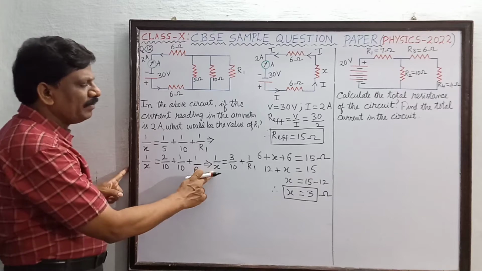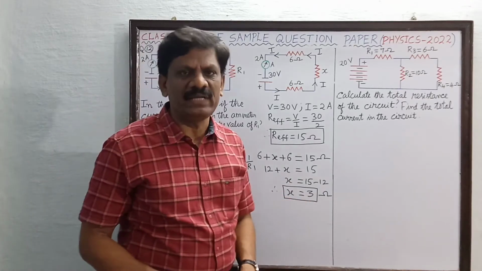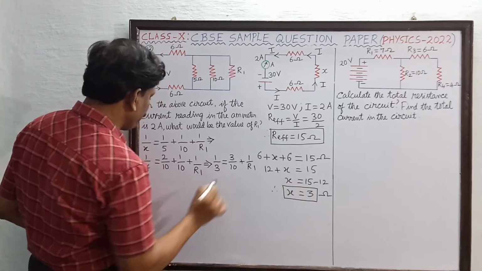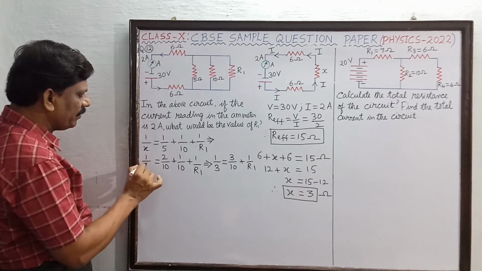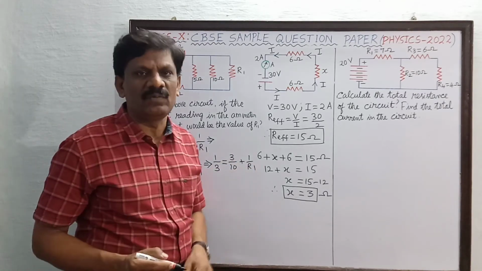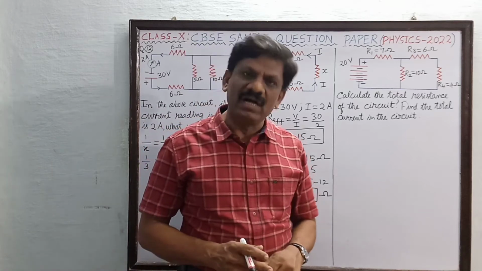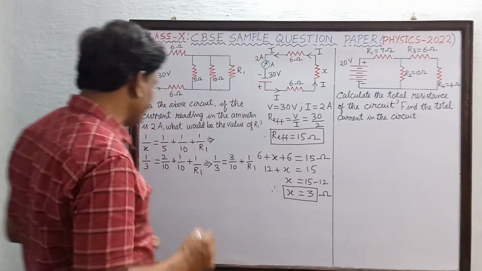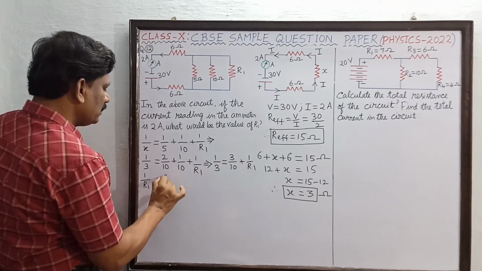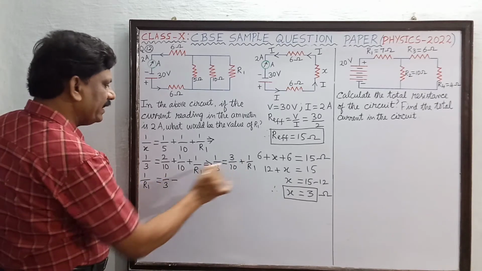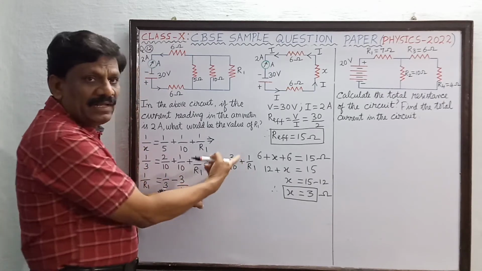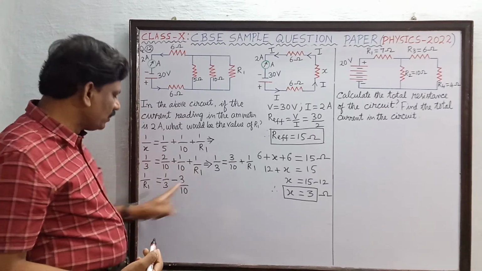Now in place of 1 by X, we can write 1 by 3 directly. So I am going to substitute 1 by 3 here. So 1 by 3 is equal to 3 by 10 plus 1 by R1. We need to find only the value of R1, so I write 1 by R1 on the left hand side. So 1 by R1 must be equal to 1 by 3 minus 3 by 10. 3 by 10 goes to the left side.